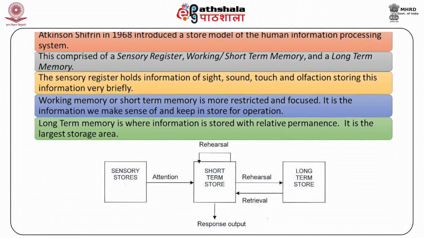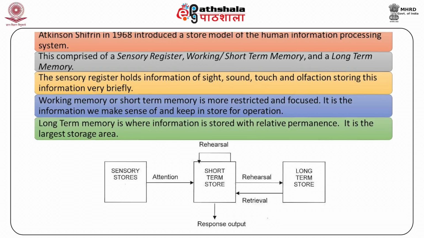was given by Atkinson and Shiffrin in 1968, and this is a model of the information processing system. It comprises a sensory register, working or short-term memory and a long-term memory. The sensory register holds information of sight, sound, touch and olfaction, storing this information very briefly. Working memory or short-term memory is more restricted and focused.